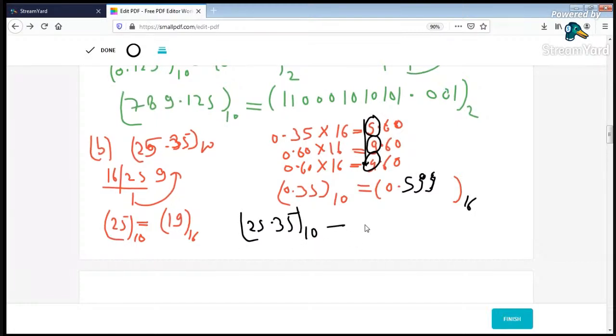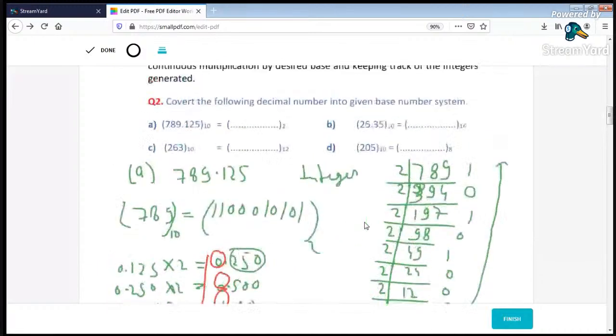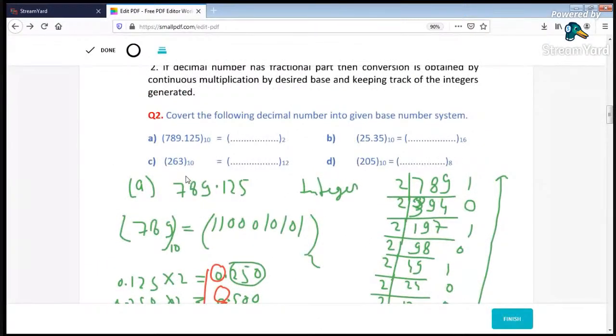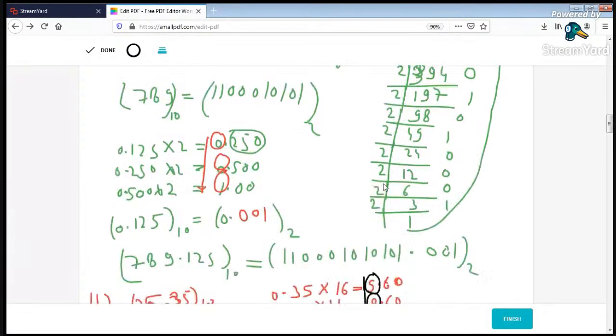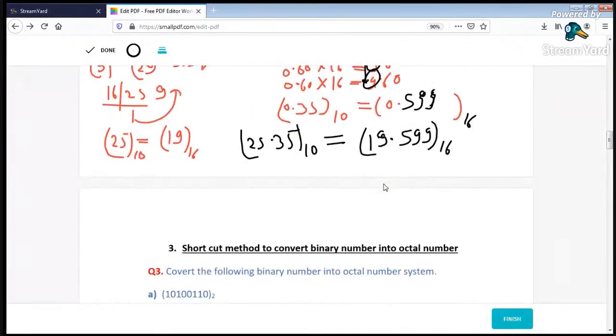So final answer will be here 19.599. This is 19 in base 16. So this is the final answer. Similarly, you can calculate 263 in base 12 and in a 205 into octal conversion. Okay. Now third one.